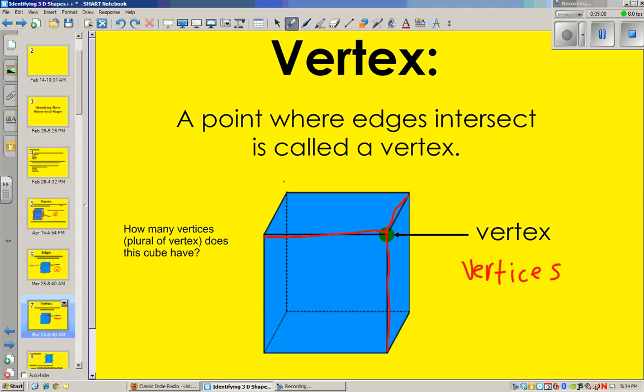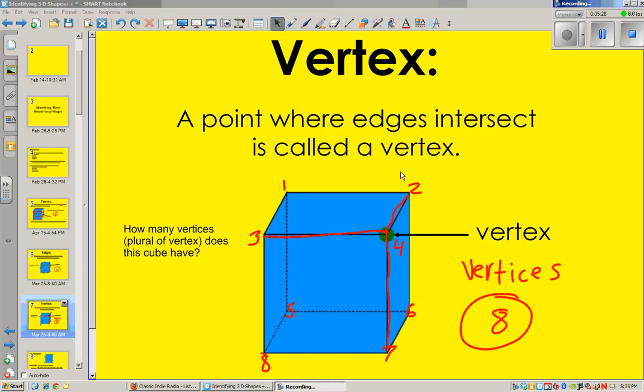Well, let's label them. 1, 2, 3, 4, 5, 6, 7, 8. So this cube has 8 vertices. So I just went over 3 new words, 3 vocabulary words that are really important when we're talking about 3D shapes or 3D objects. I recommend that you rewind and watch that part of the video again, just so that you get double the amount of information. You want to double your chances to understand those terms.